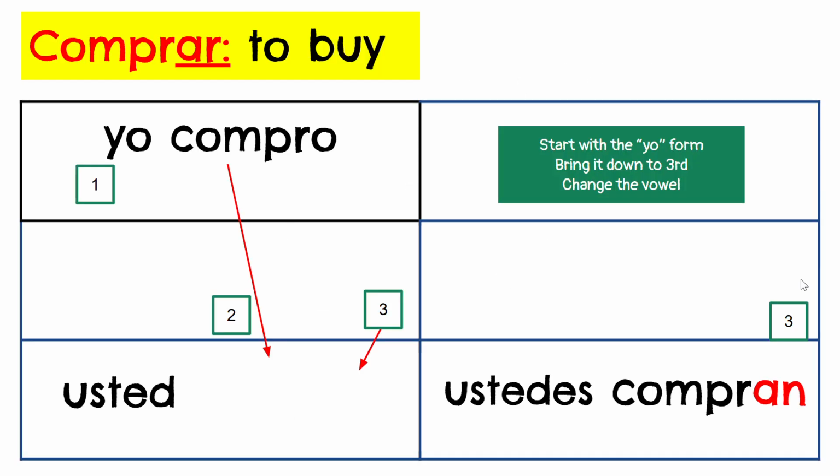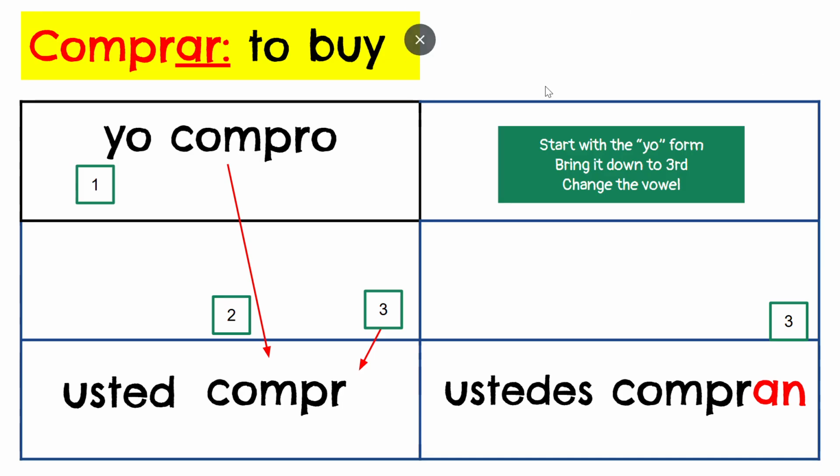Let's look at the verb comprar. This is a regular verb, okay? We want to start at the first person so we can pick up any weirdos. We know that this is a regular verb. We're not going to come across any weirdos, but just to follow the pattern. Yo compro. Bring it down, C-O-M-P-R.